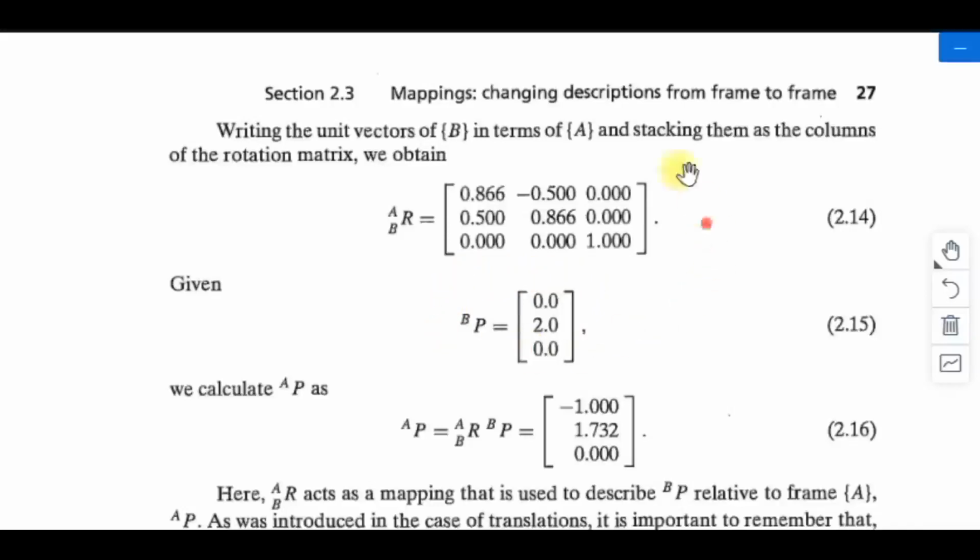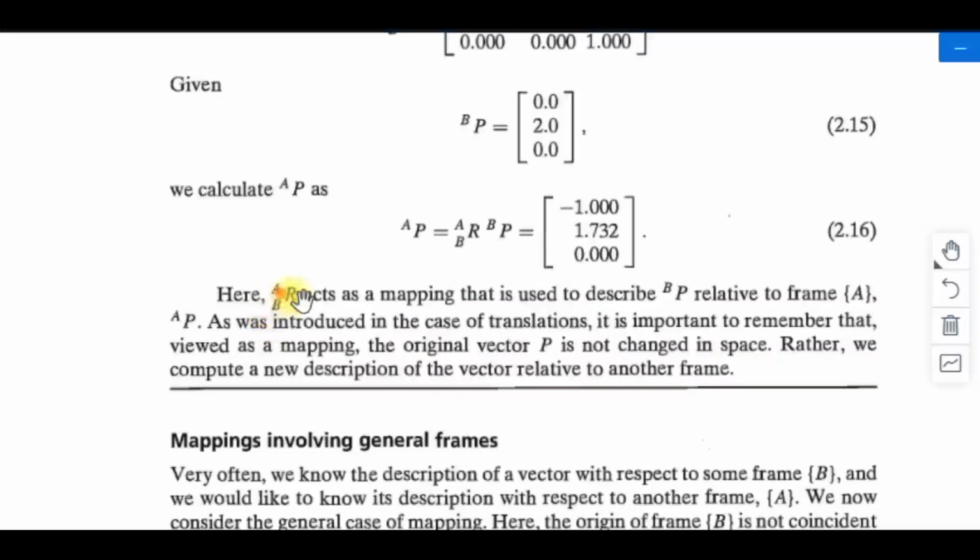So after calculating the rotational matrix, the P position is given as 0, 2.0, 0. Now the P with respect to A is A R B into B P equals this. So here the A R B acts as a mapping that is used to describe B P relative to frame A.